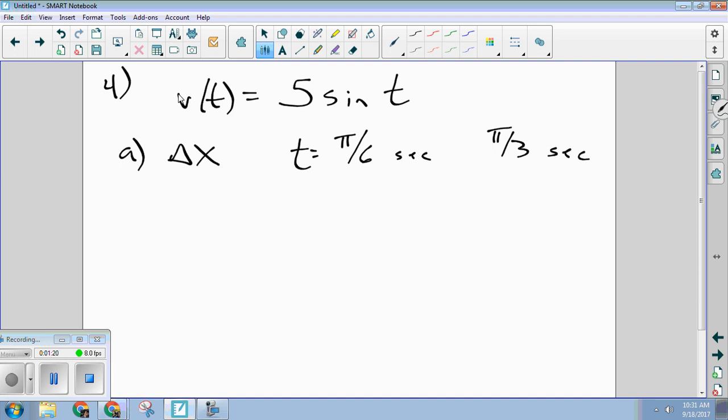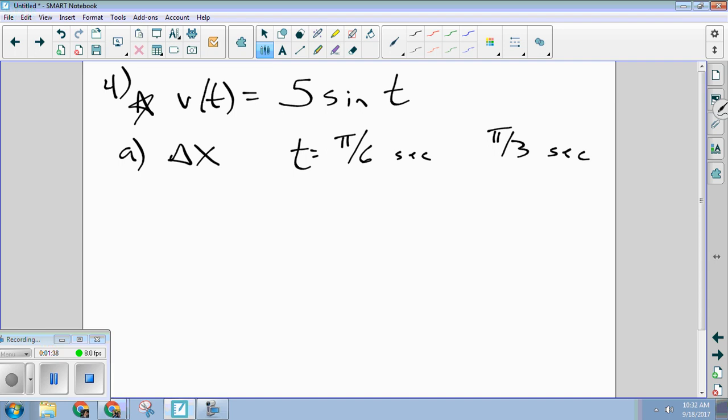So, look, you guys, we're given an expression for velocity as a function of time, right? And the problem is asking us to find the change in position. Emphasis on change in position. So, what path should we be thinking about as we try to solve this? Integral.